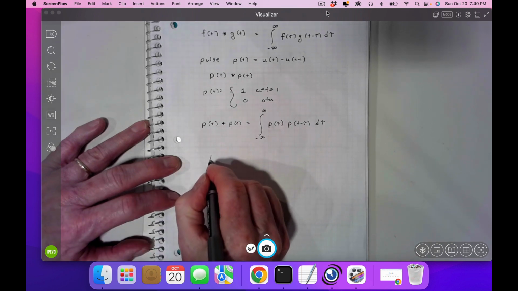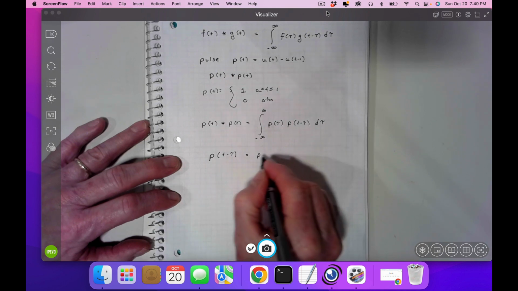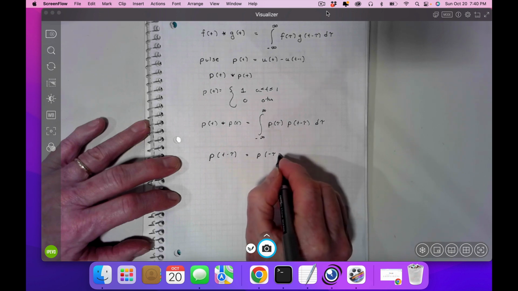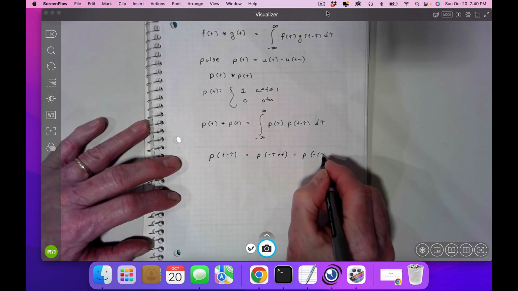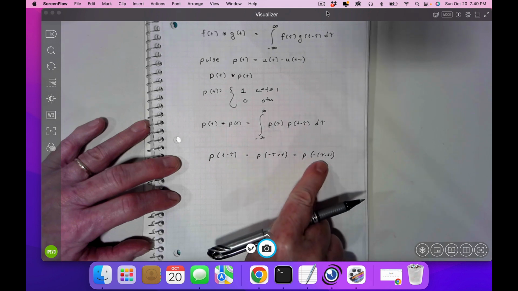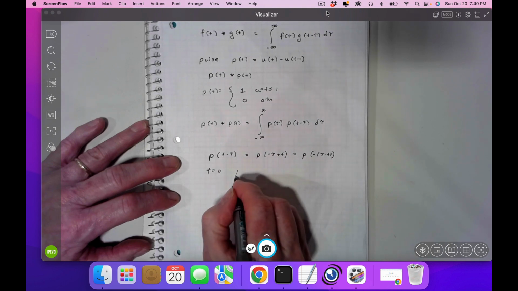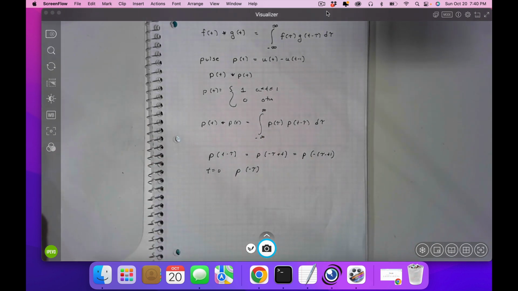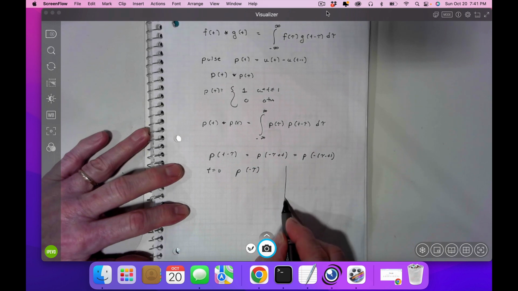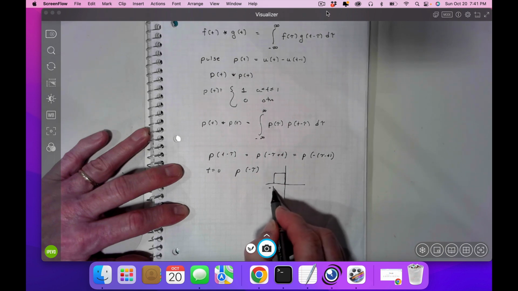But notice what we could do with p of t minus tau. I'm going to rewrite that as p of minus tau plus t, which I can write as p of minus tau minus t. Okay, so now if we let t equal 0 just for one moment, what we're looking at is p of minus tau. And all that is, that's our original pulse just flipped or reflected about the y-axis. So p of minus tau would look like this. The pulse would go this way. Okay, and this would be minus 1.